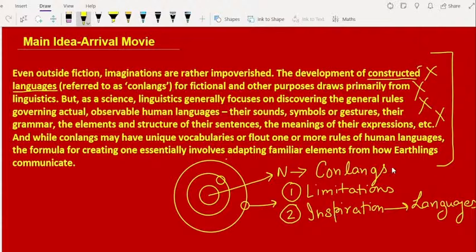Now the nucleus of the subject is the conlangs, and some of the main words which I can recall even after not understanding the paragraph are, there are limitations, and they are talking about inspiration taken from the languages. Now let's construct the main idea from these 3-4 words. Obviously the only way you can develop a meaning is, the conlangs have a limitation. Conlangs is what? Constructed language.